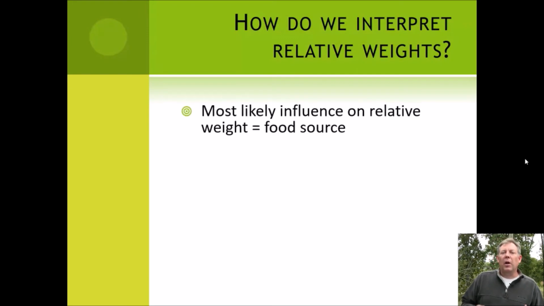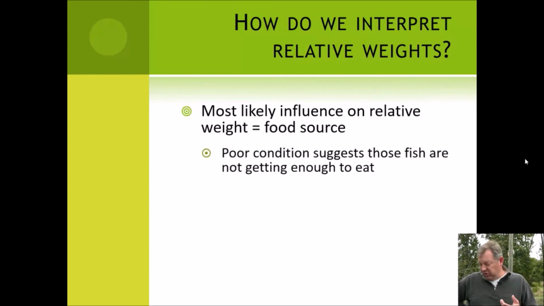Now, when we're trying to decide what's driving the relative weights, the most likely influence is the food source. So whenever you're trying to explain a trend in relative weights, you always start by talking food source. Relative weight has been correlated with things like fat reserves, so there are good experimental reasons and good data to suggest this is the truth, but this is usually how these things are interpreted.